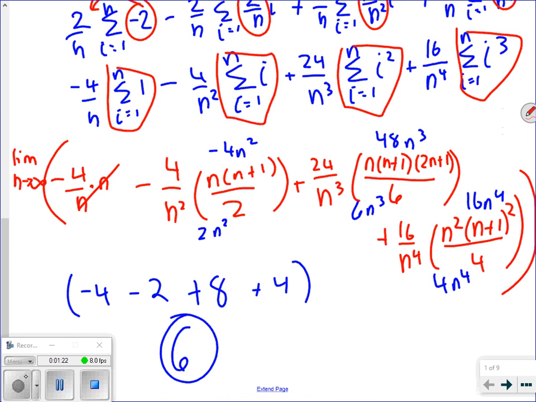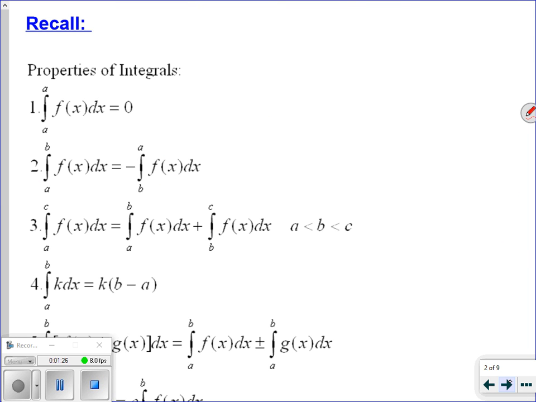All right, let's jump into today's lesson. I went over these notes yesterday, but we're using them today, so I think it's helpful to have on record what they are. So here are some properties of integrals.